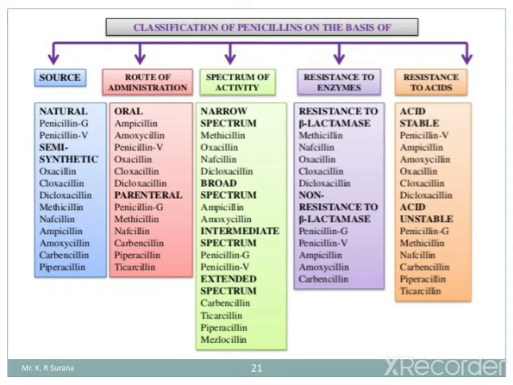Now the fifth and last class of penicillin is on the basis of resistance to acid. There are two subclasses: acid stable penicillins and acid unstable penicillins. Penicillin V, ampicillin, amoxicillin, etc. are acid stable penicillins. Penicillin G, methicillin and nafcillin are acid unstable penicillins. So this is the classification of penicillin.